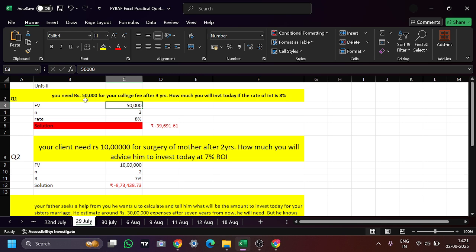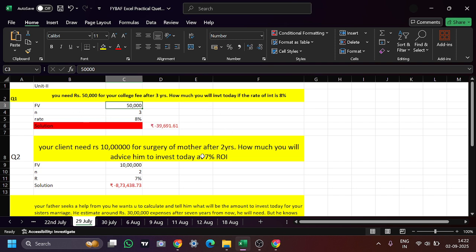Now if you have read the question properly, the future value is given as 50,000 because we need this money in the future. Then the number of years is given as 3 years and the rate is given as 8%. So basically what we are supposed to calculate over here is the present value of 50,000. ये 50,000 की प्रेजेंट वैल्यू कितनी है वो हम लोग को कैलकुलेट करनी है.